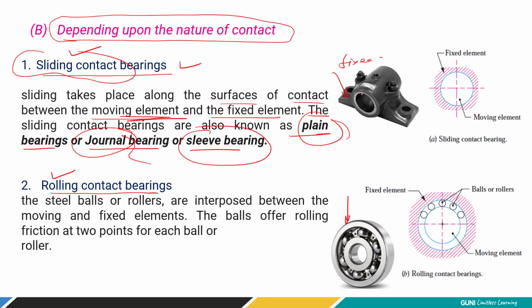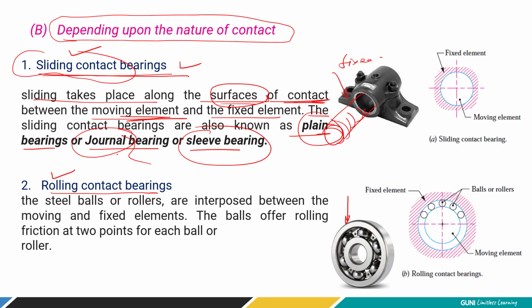Here you have to understand, there are simply circular surfaces which remain in contact. One is rotating, the second is fixed. Try to understand how this kind of bearing, where the surfaces are sliding, operates. The shaft is going to rotate like this, but it is sliding over the inner surface of the bearing, right? That's why it is written that sliding takes place along the surfaces of contact. That is why the name sliding contact bearing is given.